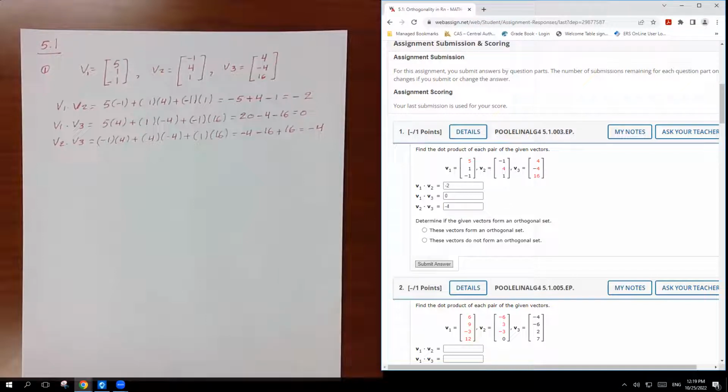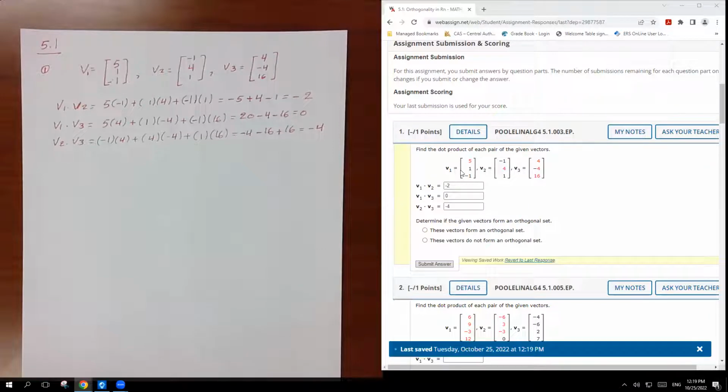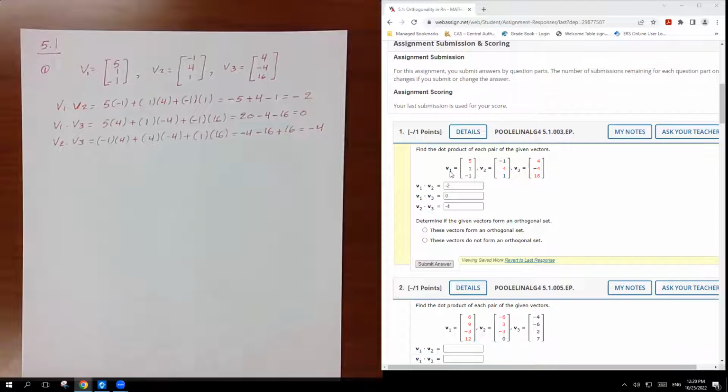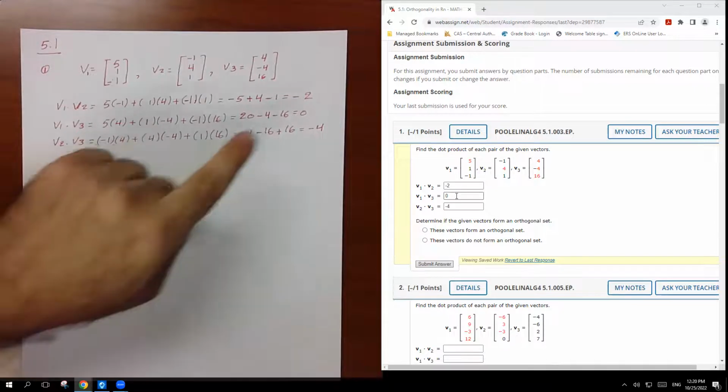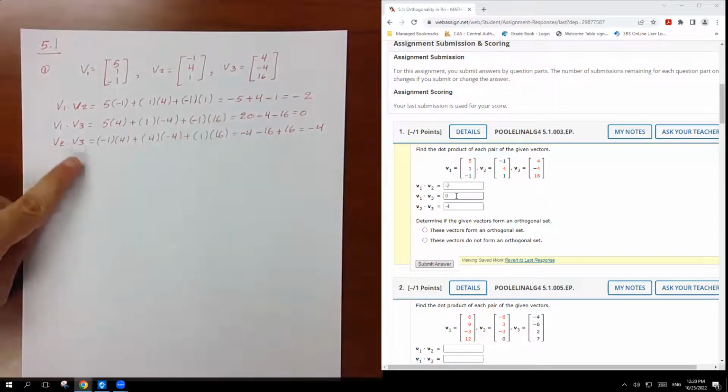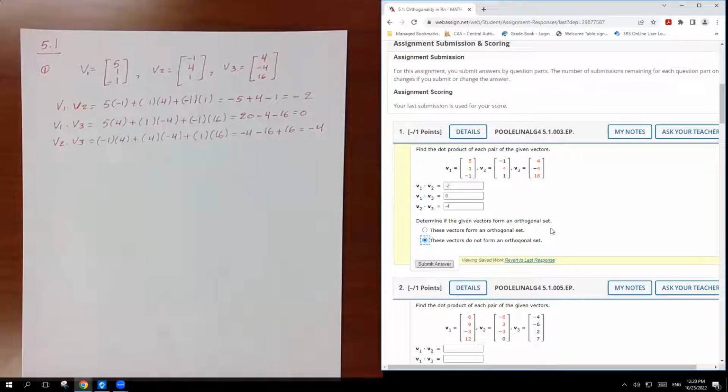They ask you here to determine if the given vectors form an orthogonal set. The orthogonal set is a set, not two vectors. We can't say orthogonal vectors, we say orthogonal set, because this is a set of v1, v2, and v3. That means the dot product of each two vectors is supposed to be equal to 0. The dot product of v1 and v2 is -2. The dot product of v2 and v3 is -4. That means this is not an orthogonal set.